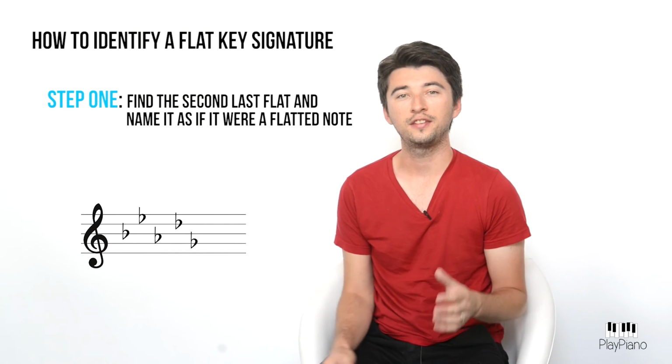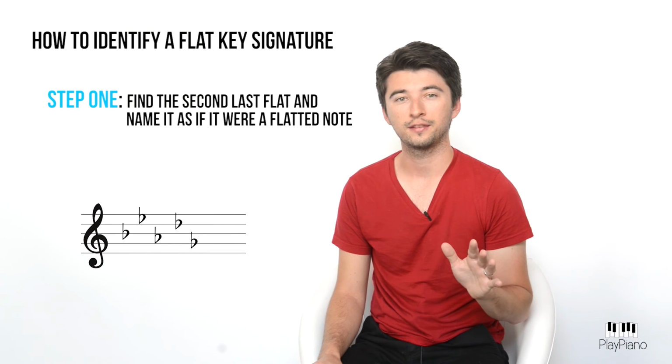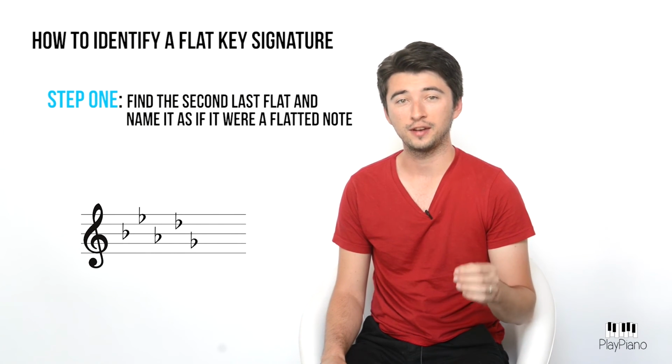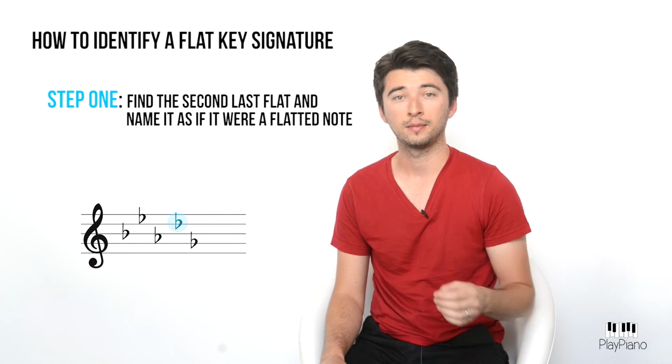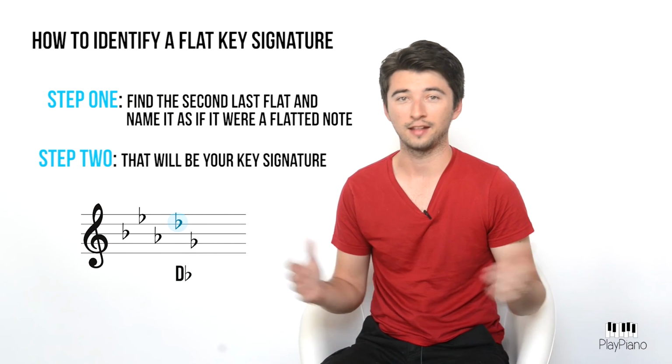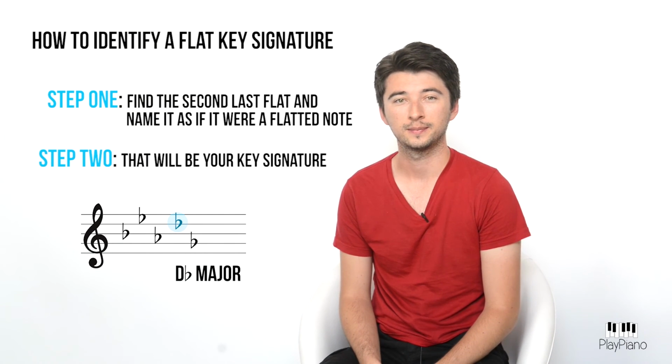Let's do another one. Okay, this key signature has 5 flats. Step 1 would have us name the second last flat. So D flat. That's our key, D flat major.